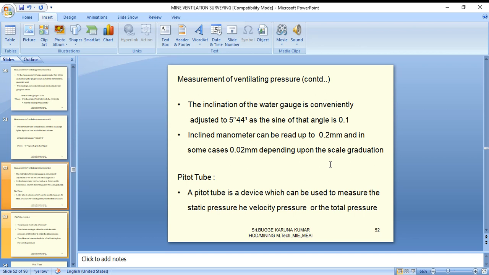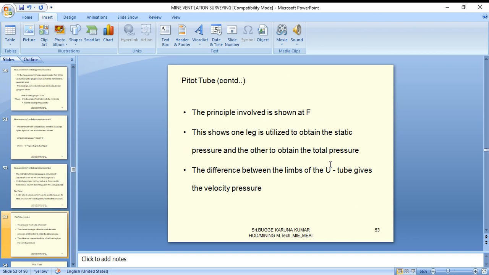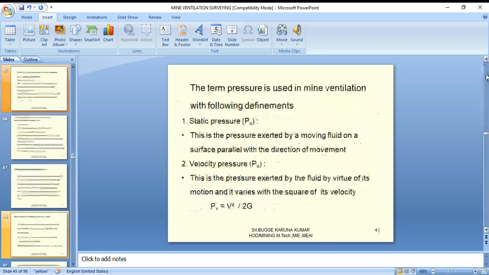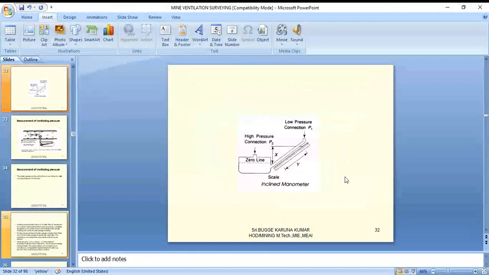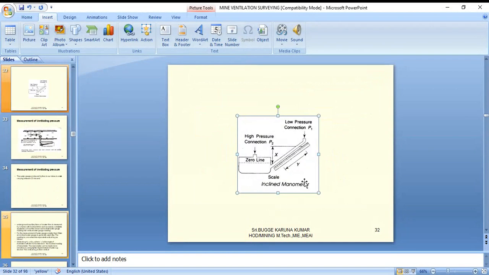Pitot tube. A pitot tube is a device which can be used to measure the static pressure, the velocity pressure or the total pressure. The principle involved is shown: one leg is utilized to obtain the static pressure and the other to obtain the total pressure. The difference between the limbs of the U-tube gives the velocity pressure. You have already seen that figure in the slide above, and from that you can understand easily. This principle works like a manometer.